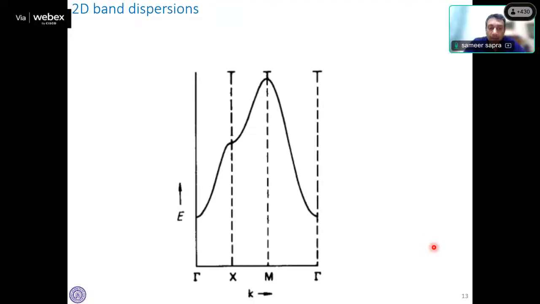So gamma to x, it's going to run up. X to m, again, it's going to run up. And if you take gamma to m or m to gamma, then you're going to run down. And now you see that you've made one dispersion, and this is related to the s orbitals of your hydrogen atoms. This is just a hydrogen atom net that we saw. And you've got one dispersion curve.